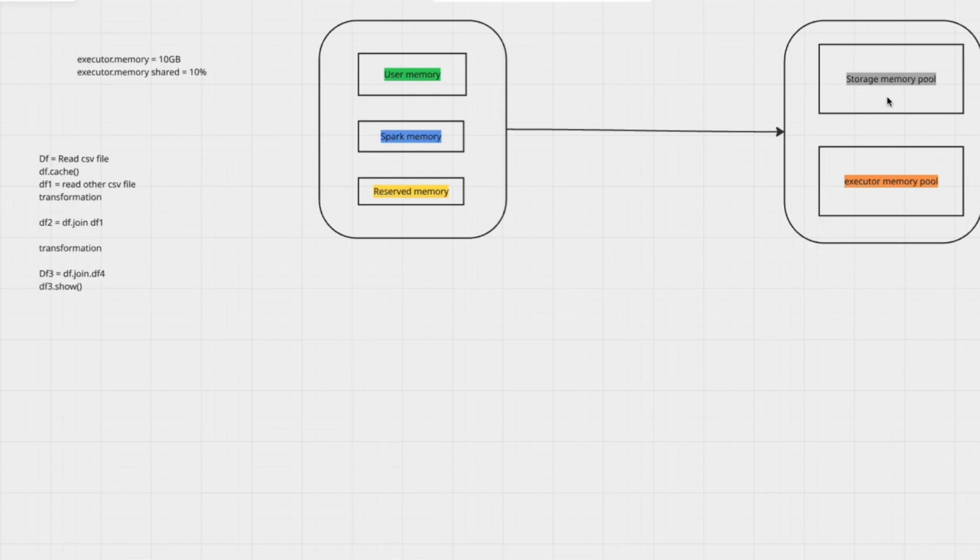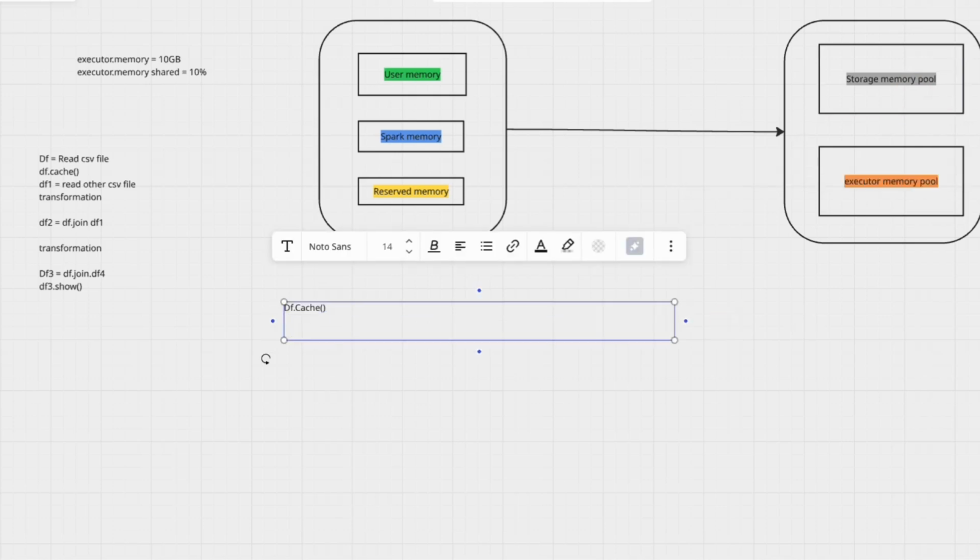Now the storage memory pool has limited memory, so only so much of the data frame can be put inside it. For example, if this has around 10 GB of memory and your data is 20 GB, the 20 GB will not fit. So what will happen? Some of the data will be put into the storage memory pool, the RAM, and the other data will go into the disk. By default, it will go into memory plus disk.